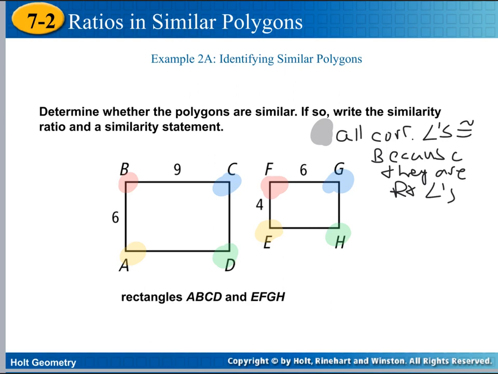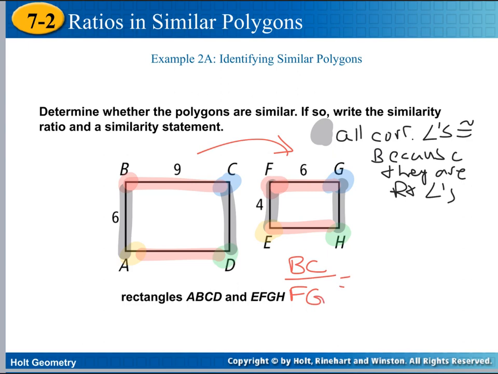Now I do have to show that the sides are in proportion. But again, with a rectangle, we luck out because we know that the width is going to be the same for all of these lengths, and the length is going to be the same for all of these lengths as well. So we just have to show it for one length and one width. I'm going to start from the larger to the smaller. So we're going to show BC to FG, and BC to FG would be 9 over 6. And I can divide both of those by 3, so that would be 3 over 2.